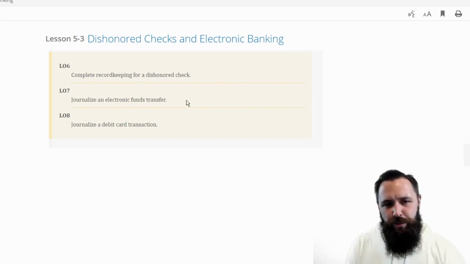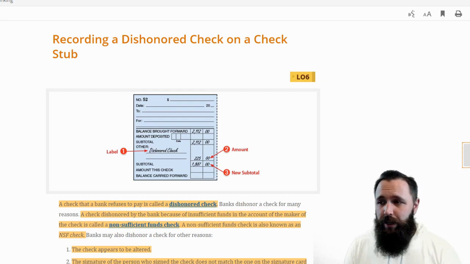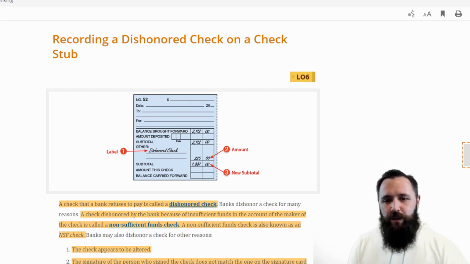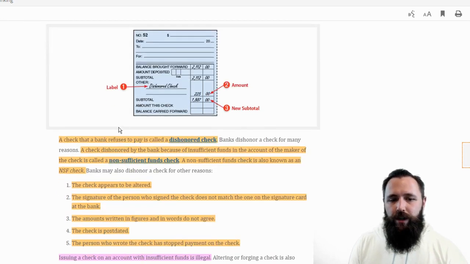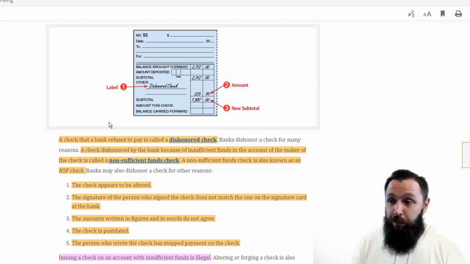So let's jump in. First thing that we have is recording a dishonored check on a check stub. And the first question we need to ask is, what the heck is a dishonored check? A check that a bank refuses to pay is called a dishonored check. Banks dishonor checks for many reasons. A check dishonored by the bank could be because of one of these reasons down below.